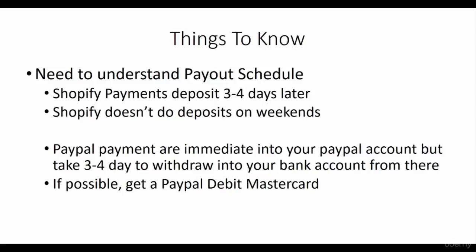The Shopify payments, if you get the Shopify payment gateway, Shopify makes a payment every 3 to 4 days later. So, for example, if you did $100 in sales today, and today is Monday, you'll get your payment on Thursday or Friday. So you have to clearly understand the schedule. If you make $100 in sales today, you're not going to get that $100 until Thursday.